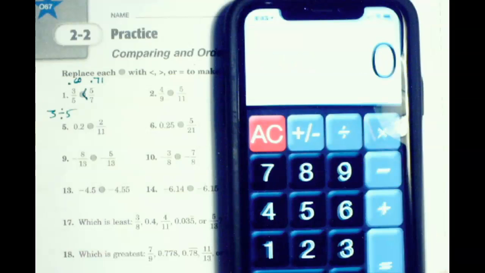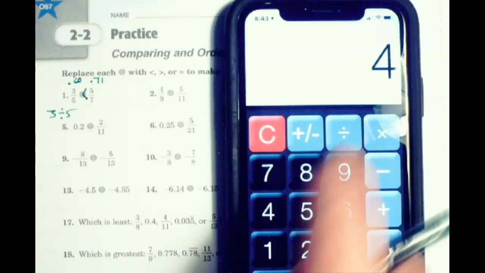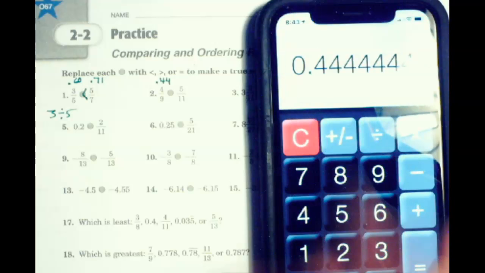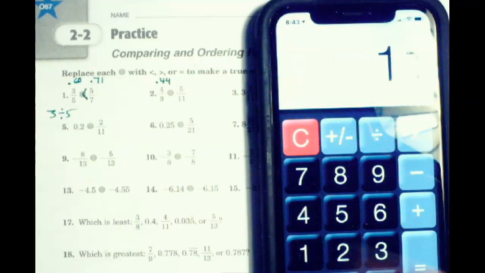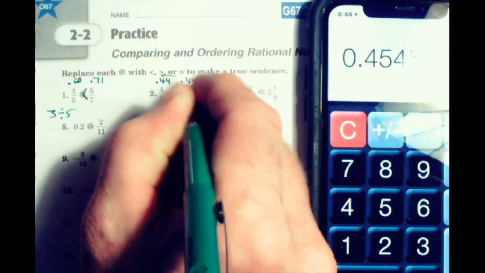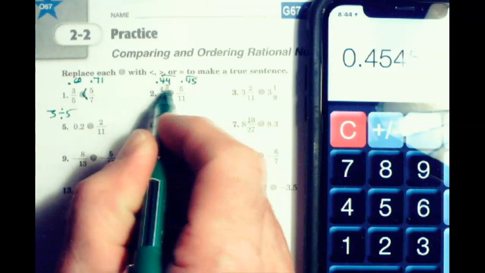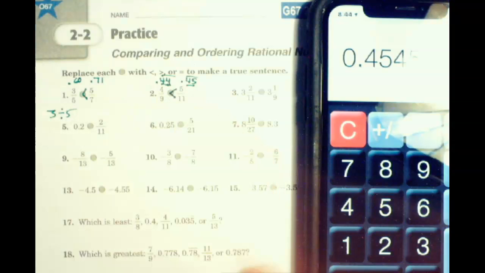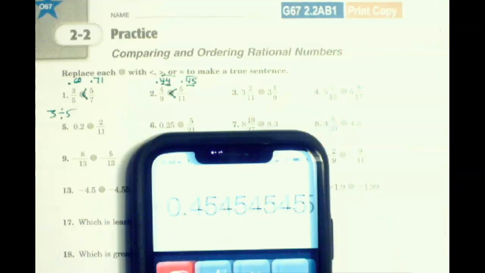We'll just do 4/9. I know that that's going to be 0.444. There's a pattern there. 4 divided by 9 is 0.444. So I'm just going to make that 0.44. And then 5/11s. Just go ahead and clear it out and do 5 divided by 11. That equals 0.4545. So these are repeating, and this is 0.45 repeating. And really all I need to do is look at the first couple of digits here, and I can see that this is like 44 cents. This is like 45 cents. This is bigger.